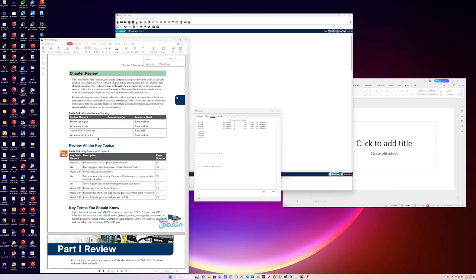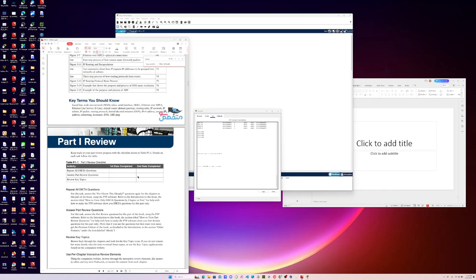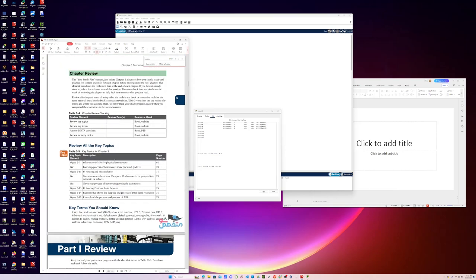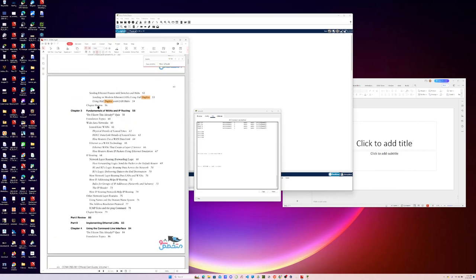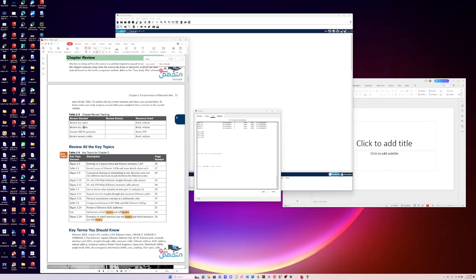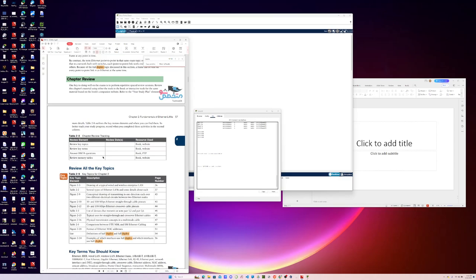The main parts are these three, like you see here, and I can just repeat this. Review element, key topics, key terms. Answer the questions. Did I know that already? Review memory tables. Did chapter 2 have that? Let me see. Yes, it does.